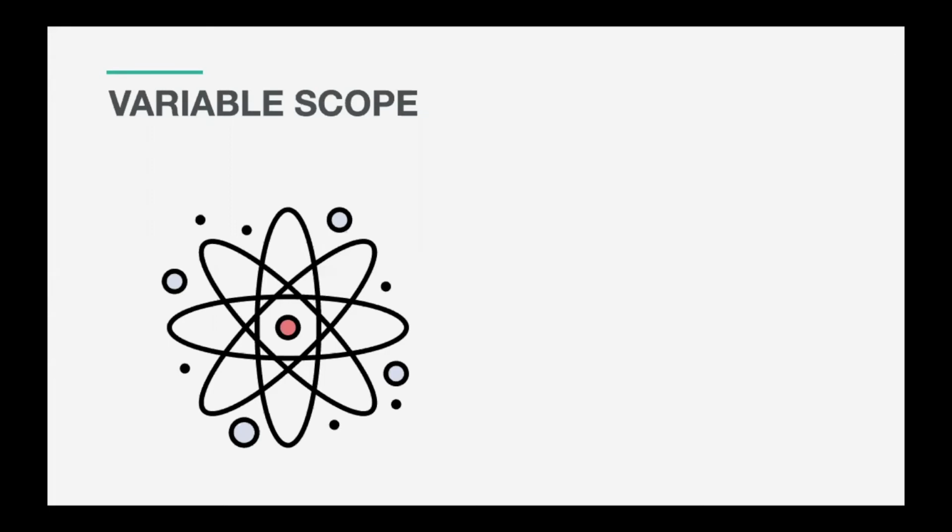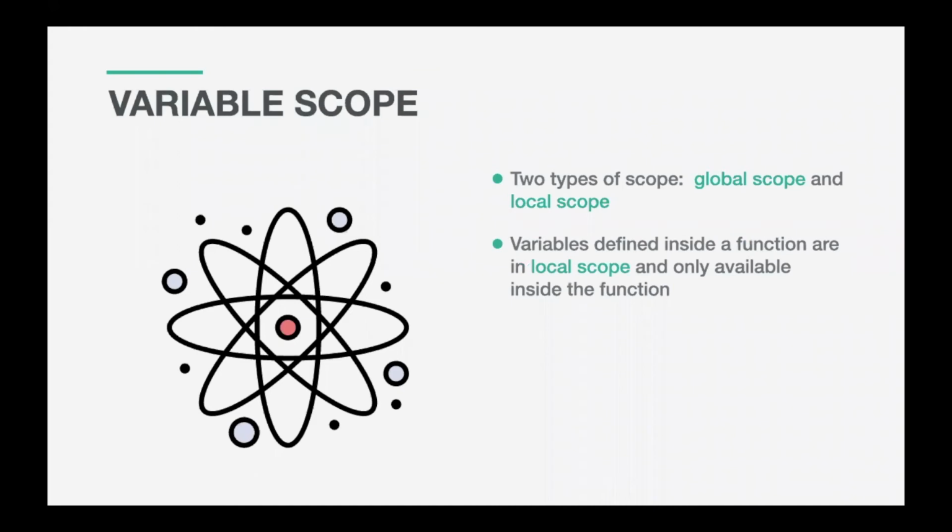Inside of PHP, we have two types of scope. We have global scope and we have local scope. Variables defined inside of a function are in local scope. It's local to that function, and they're only available inside of that function. This is the same as it is in JavaScript. When we created a variable inside of a function in JavaScript, that variable only existed inside of that function.